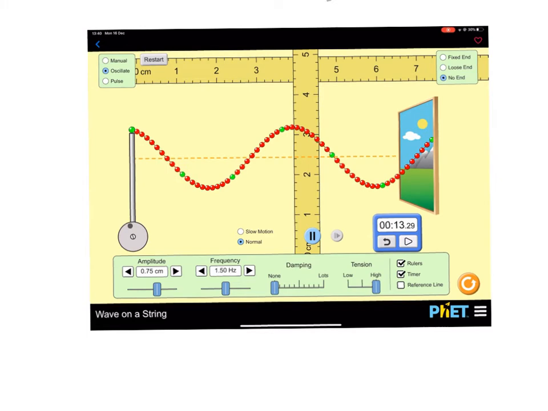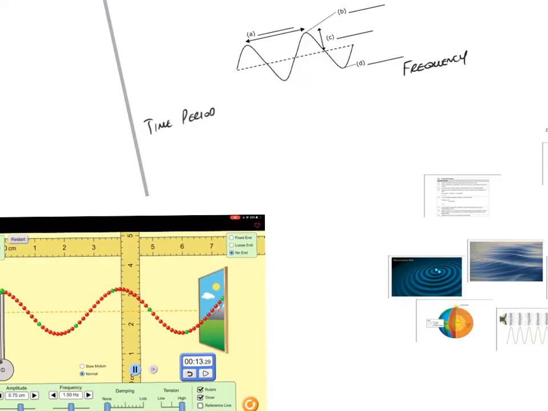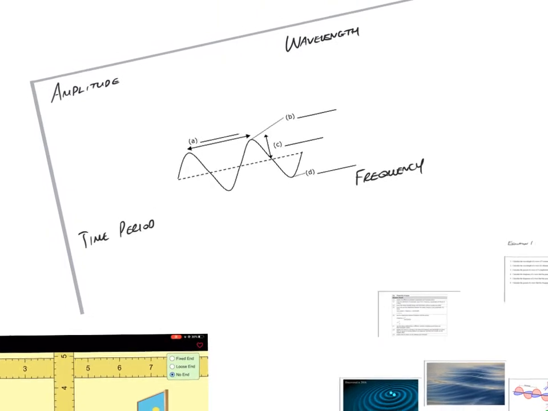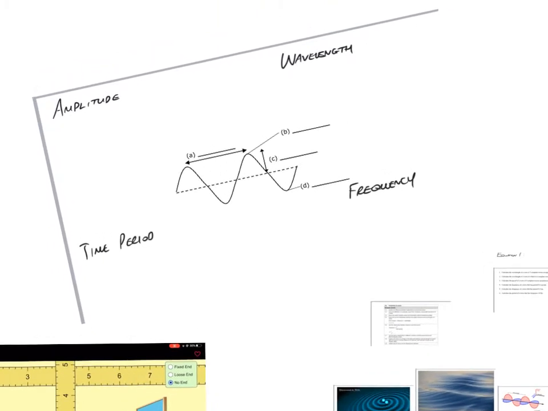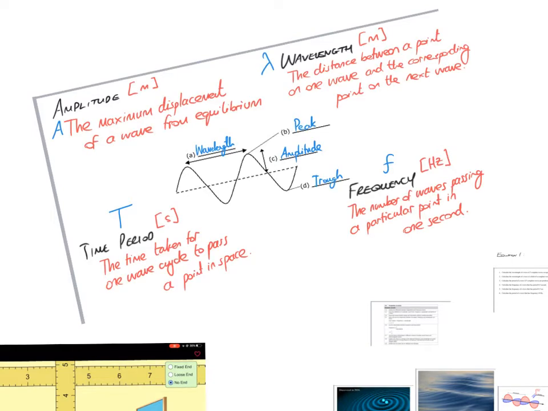Okay, now let's look at some wave definitions. So I'm going to move up here. And what I'd like you to do is pause the video and attempt to write sentences to describe each of the four following things: amplitude, wavelength, time period and frequency, and then label the wave diagram as shown. Okay, so you can pause now. Answers in 3, 2, 1. Okay, there are the answers.